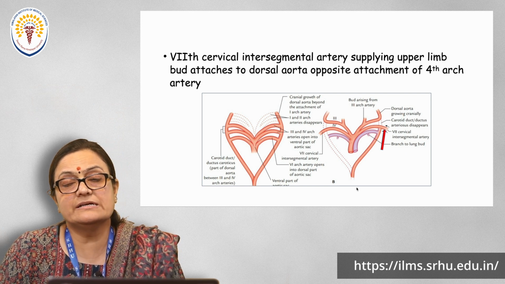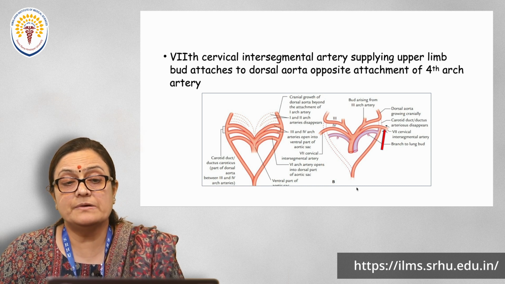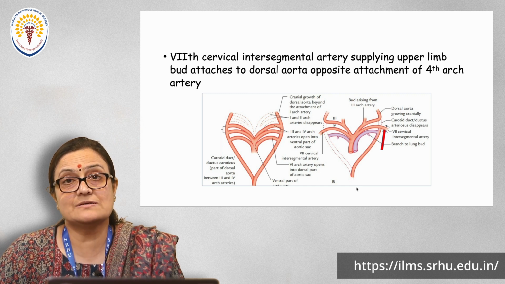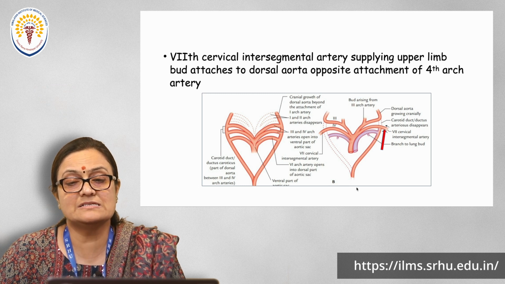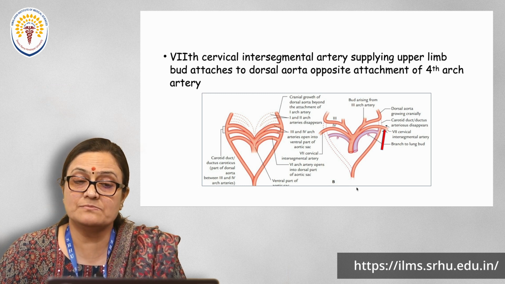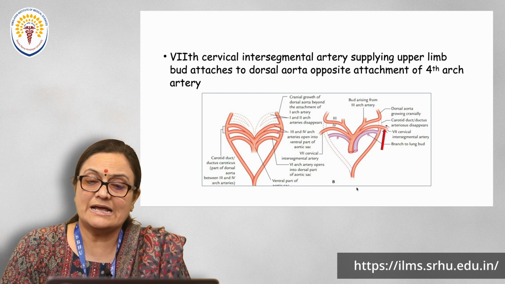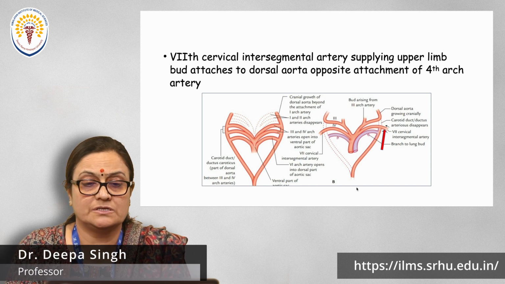Now, what are these intersegmental arteries? See, intersegmental arteries supply various regions of the body, but here we are specifically talking about the intersegmental artery supplying the upper limb. The 7th cervical intersegmental artery supplying the upper limb. So, this becomes important. How it becomes important, we will talk about it later on. But as of now, just understand that this is attaching opposite to the attachment of the 4th arch artery.